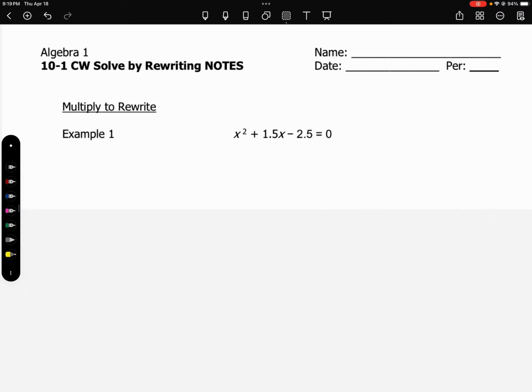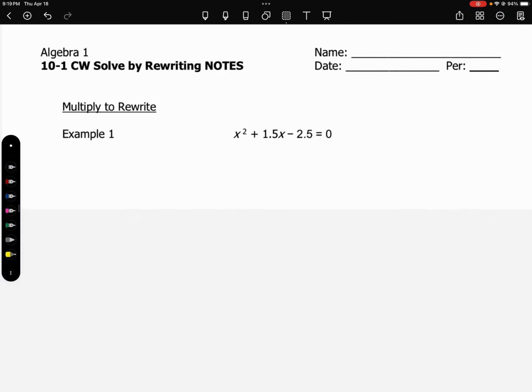In the first part of this chapter, we're going to talk about solving equations, and we're going to take harder looking equations and make them easier by rewriting them. Let's get started. So example 1, we are going to use multiplying just to rewrite our equation.